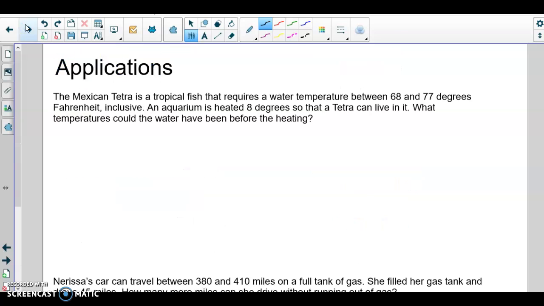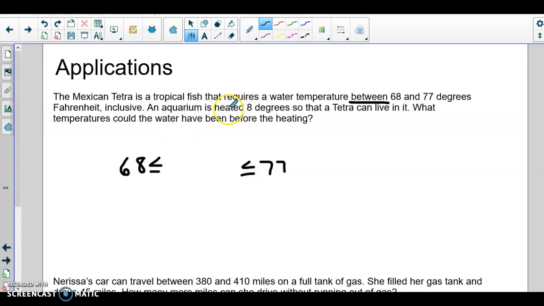Let's do a couple of applications. I'm just going to do one of them here and let you try the next one on your own. Same steps as the other applications. These are just going to be compound when I set them up. A Mexican tetra is a tropical fish that requires a water temperature between 68 and 77 degrees. That gives you the feeling of a compound inequality, with those as the sides. Inclusive gives me an idea that I'm going to have an equal sign in my inequality.